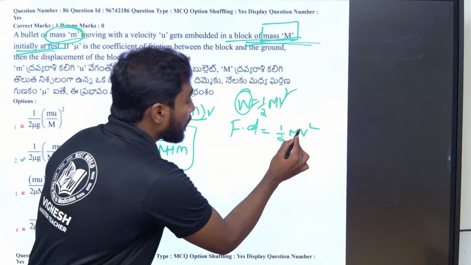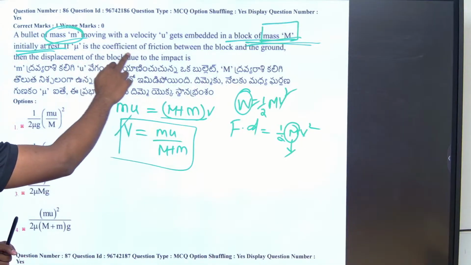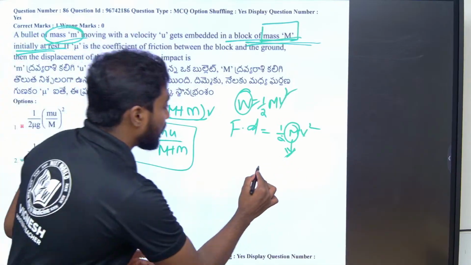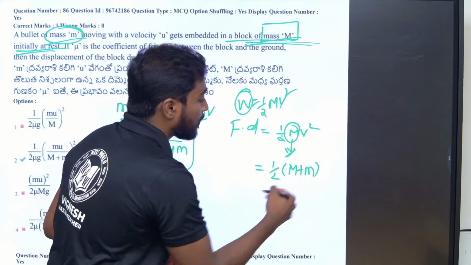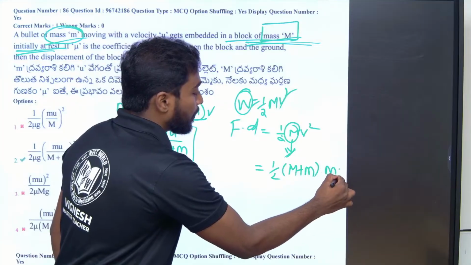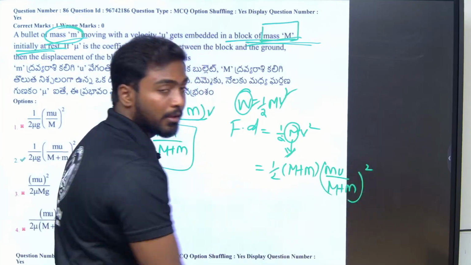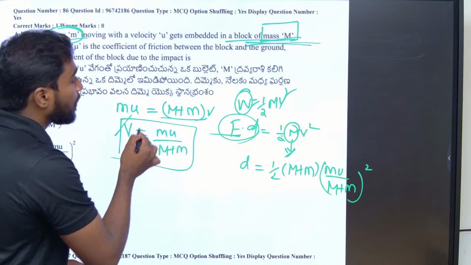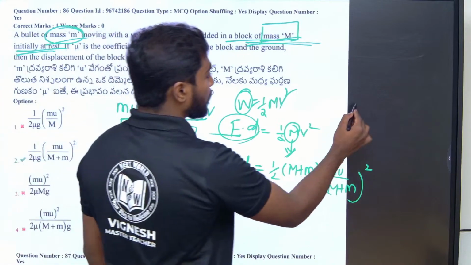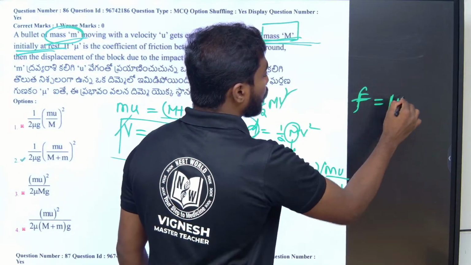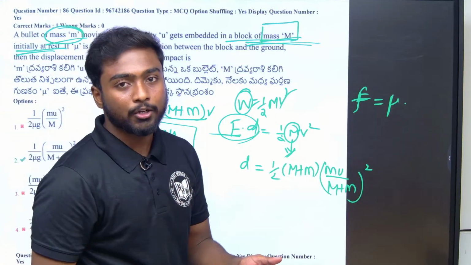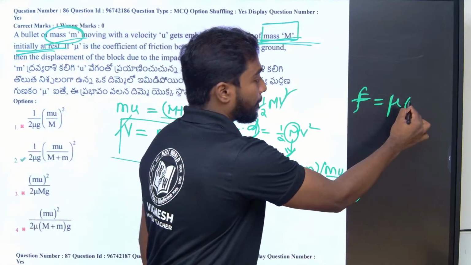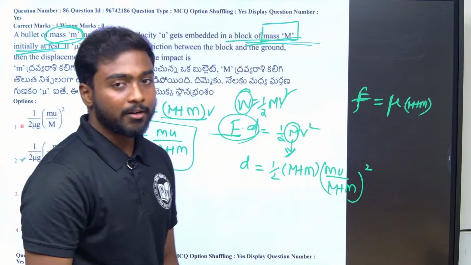But what about this m? We are talking about when the block and the bullet are going together. So half into capital M plus small m, and the value of v is m u by m plus M, the whole square. When I talk about force and displacement, displacement I need to find, so I will keep it as it is, but the friction is acting here. The frictional force is mu into the force, which is mass into acceleration. So mu, the coefficient of friction, the mass capital M plus small m, and the acceleration due to gravity, g.